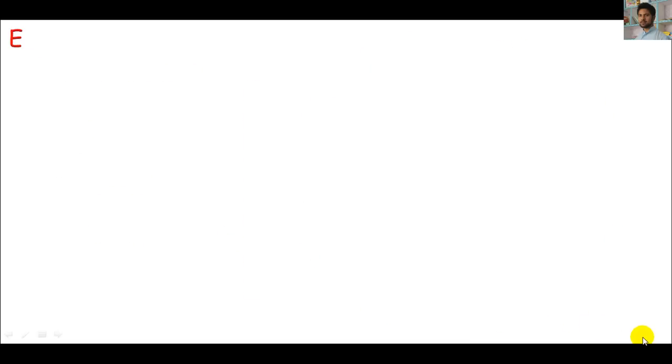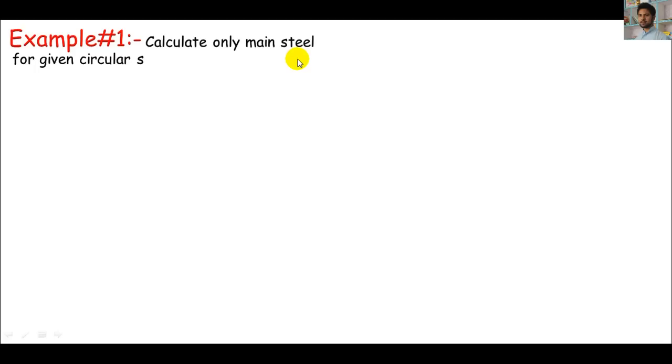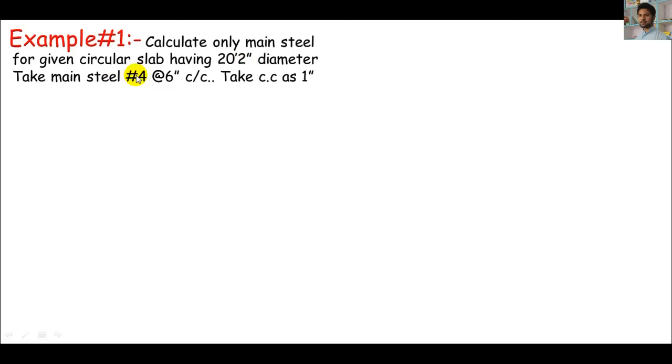Alright, here is an example. In this example, we are asked to calculate only main bars, not temperature bars. The slab is given having a diameter of 20 feet 2 inch, and the main steel is number 4 at the rate of 6 inch center to center. Also, we are told to take 1 inch as concrete cover.